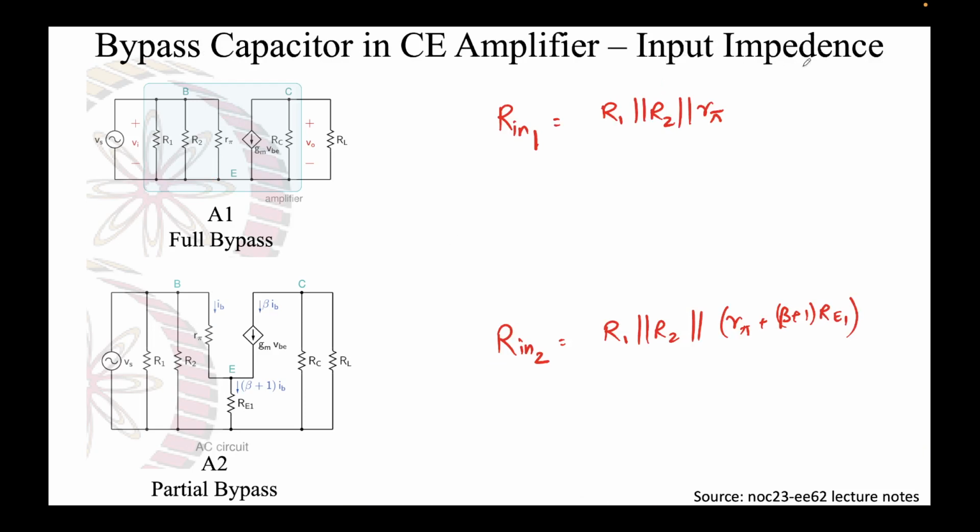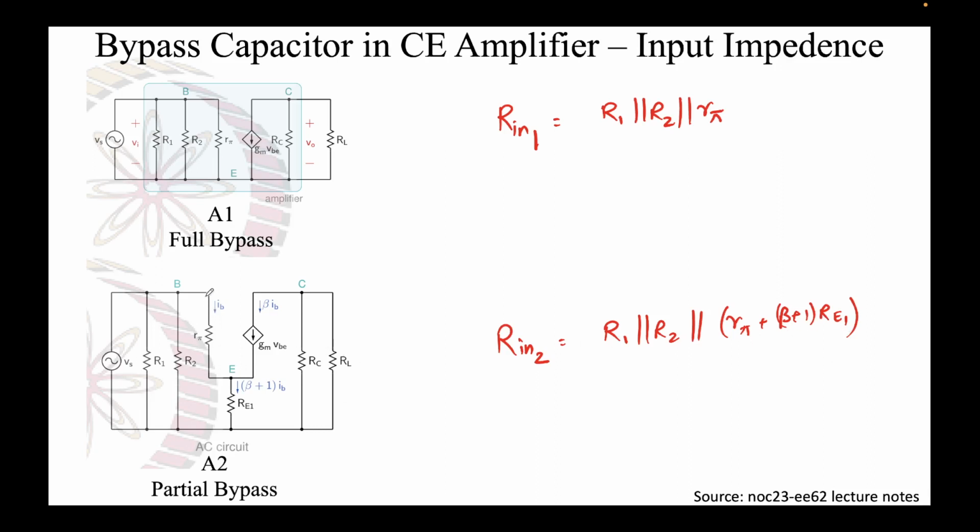And finally, we talk about the last option, which talked about the input impedance. If you recall the expression, the input impedance will simply be R1 parallel R2 parallel R pi. These three in parallel, you can clearly see this is the input impedance for this circuit. For the partial bypass circuit, how will it look? Rin2, which we are defining, will be R1 parallel R2 parallel R pi plus beta plus 1 times RE1. So again, if you do some Thevenin equivalence, this is very straightforward to find out.